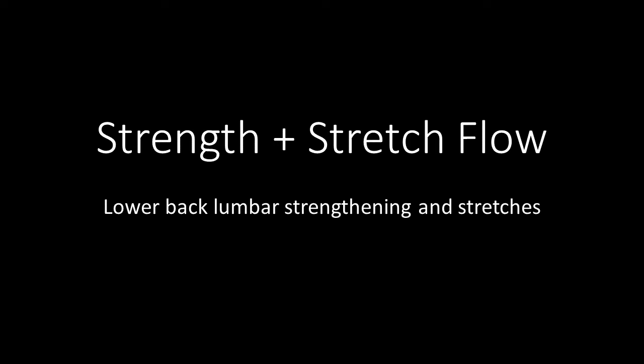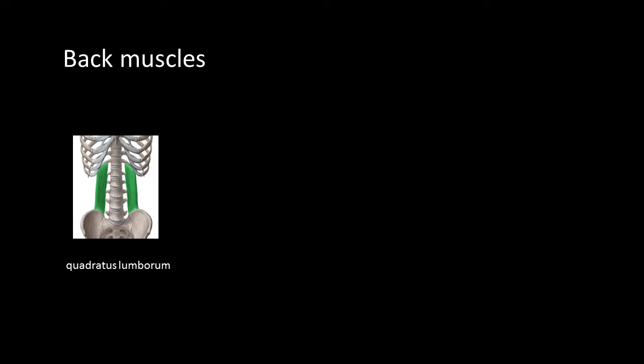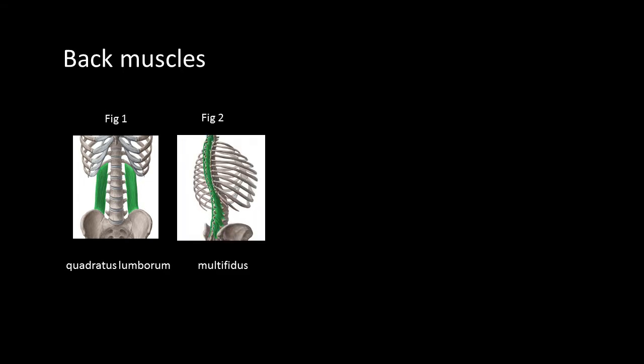Here are some of the major muscles that form your lower back and which support the spine. Figure 1. The quadratus lumborum muscle is a paired muscle on the left and right posterior abdominal wall. It is the deepest abdominal muscle.